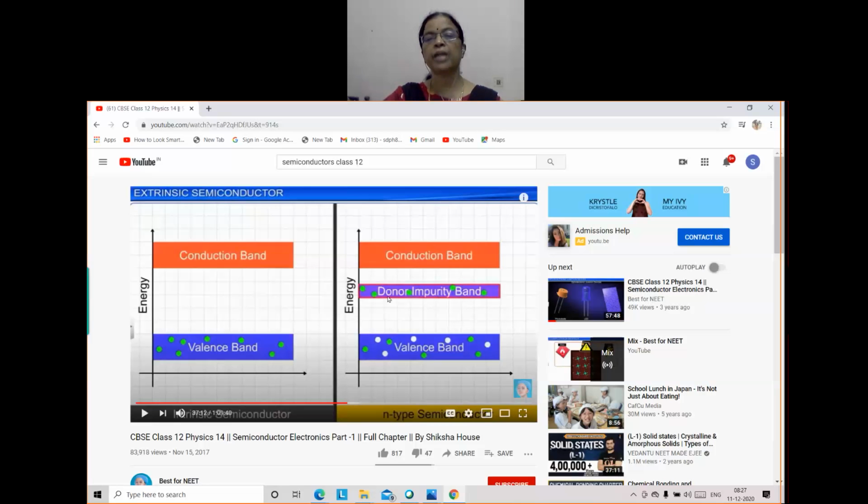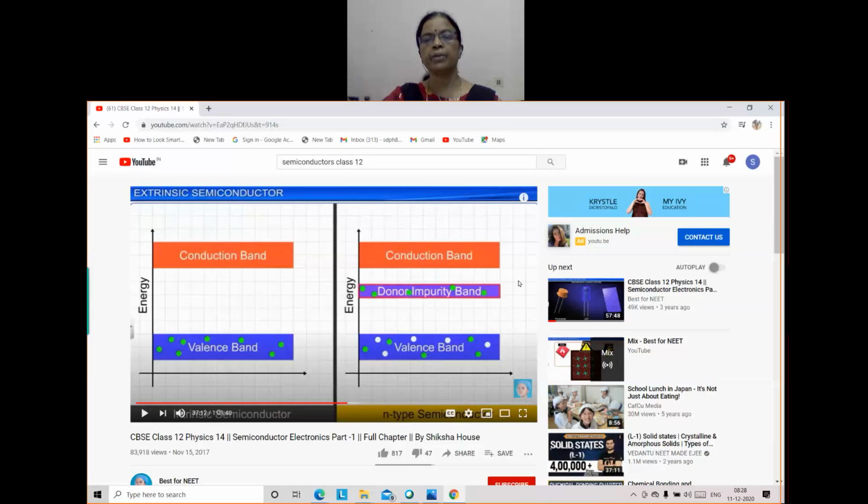Because of that, those electrons will form a new energy level just below the conduction band. That is the difference. In a P-type, we have seen that a new acceptor energy level is formed just above the valence band. But in an N-type semiconductor, the donor energy level is higher than this. So just below the conduction band, all the electrons come. And actually the energy gap is between these two, valence band and conduction band, in a semiconductor.